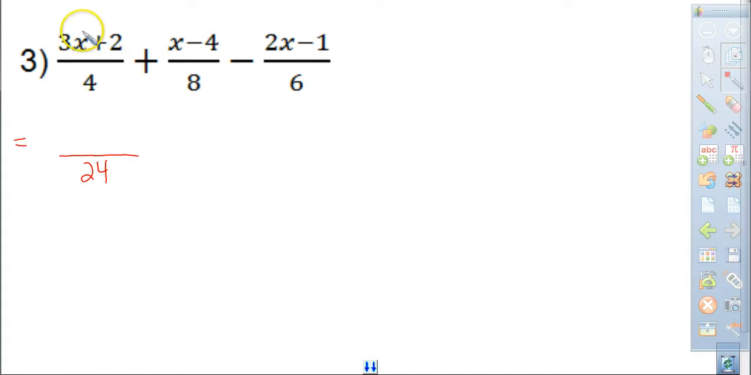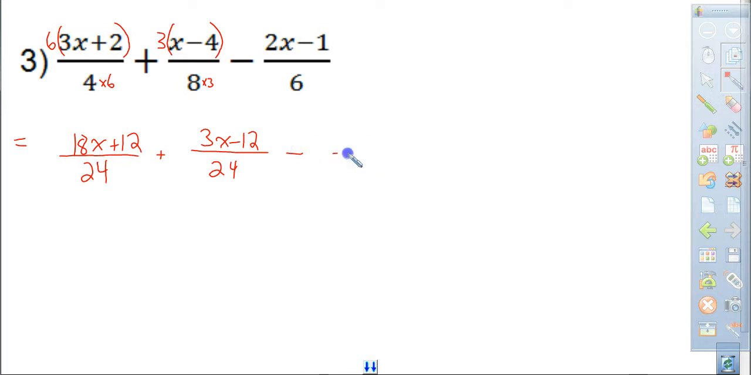So if I want to turn the first expression to have a denominator of 24, I'd have to multiply the denominator by 6. And that means that I would have to do the same thing, multiply by 6 in the numerator. So what I get here is 6 times (3x + 2). The whole numerator gets multiplied. So that would become 18x + 12. The second expression here, I'd have to multiply this denominator by 3. So again, the numerator gets multiplied by 3 as well. So if my denominator is 24, my numerator now becomes 3x - 12.